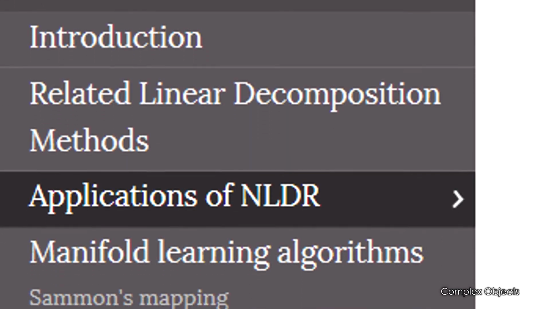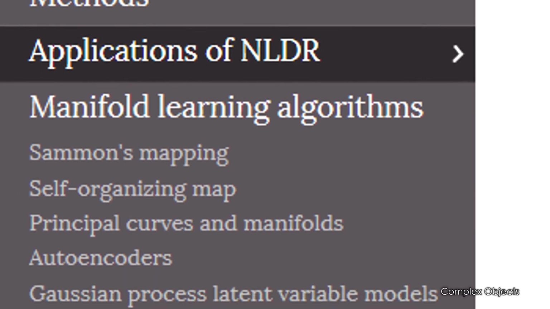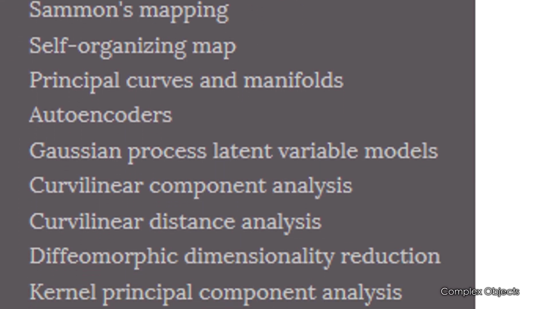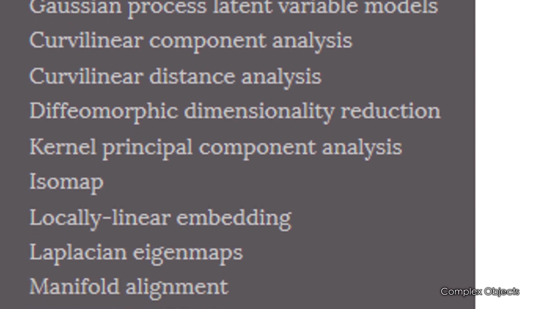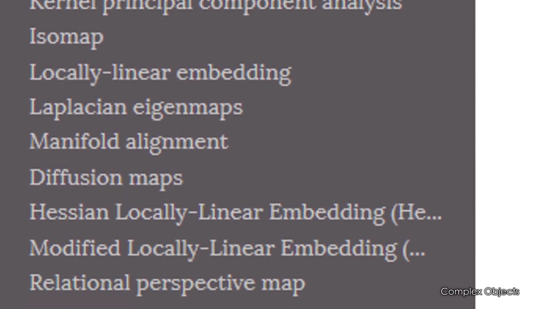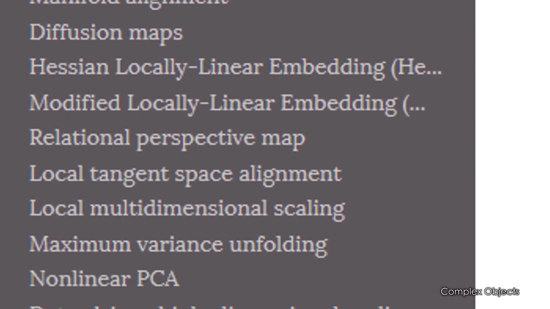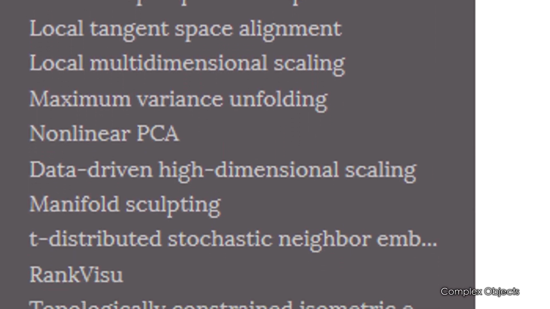Some examples of nonlinear manifold learning methods are LTSA, Isomap, LLE, and there's one called manifold sculpting, which I couldn't get to work very well. These methods are specifically designed under the assumption that the data in the high dimensional space has some kind of underlying manifold structure to it, and they try to extract that and represent it faithfully in the lower dimensional embedding.